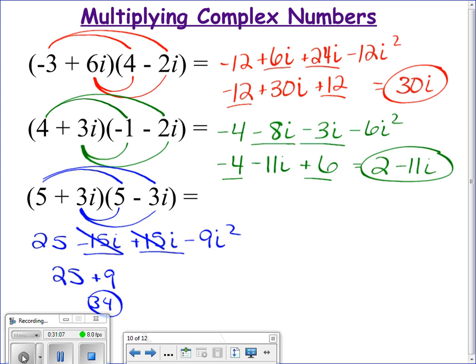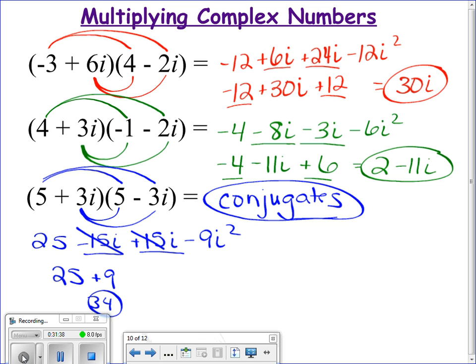Now, that's the first time we've gone through this process and you suddenly don't have any i's left. Look at the original problem where you started. What do you notice about what you were multiplying? Good. The first number is the same. The last number technically is the same, but the sign in the middle is different, right? So anytime you have this, these two numbers are called conjugates. Little vocab term for you there. Conjugates means one's plus, one's minus. That's the only difference between them, right? Everything else is the same.